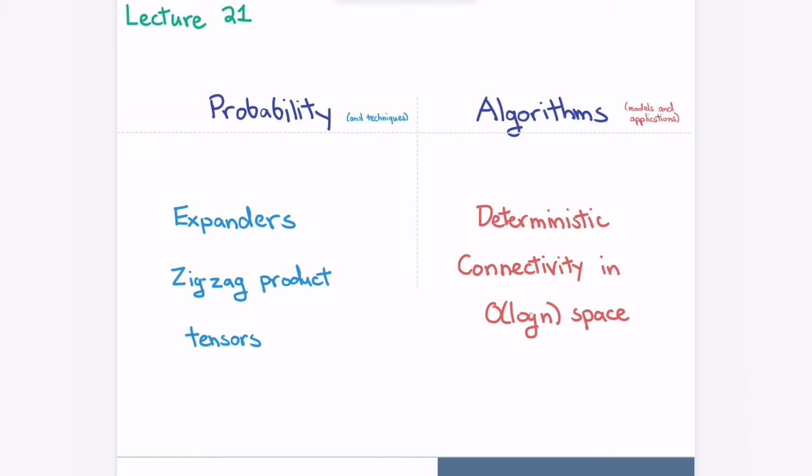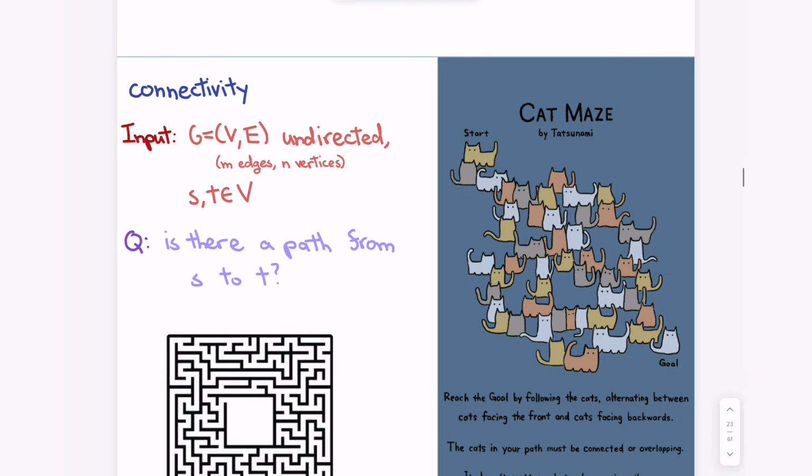So today, again, the goal is to do deterministic connectivity in log n space. I think we definitely won't finish that today. Along the way, we'll have some interesting technical ideas. One is the idea of an expander graph, which is a secretly very important class of graphs. Another is the zigzag product, a very clever graph construction to pull some things off. And for analysis, we're going to have to get used to tensor products.